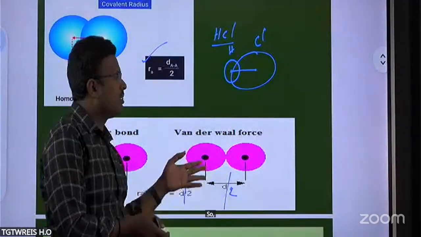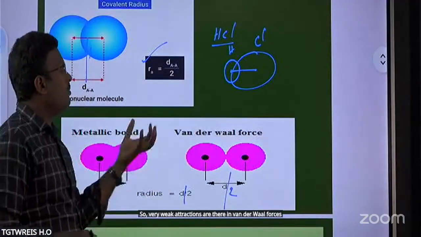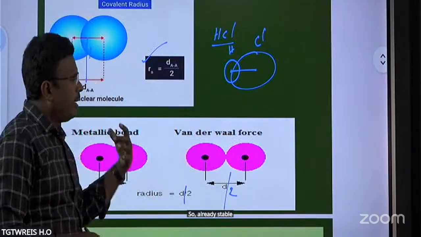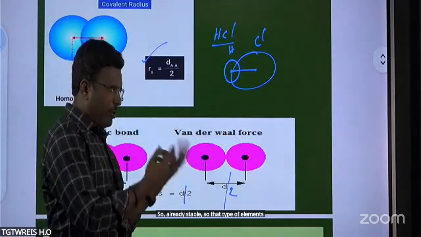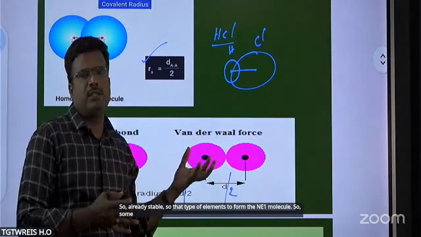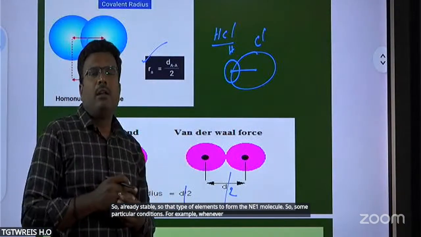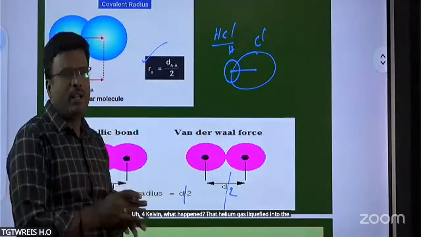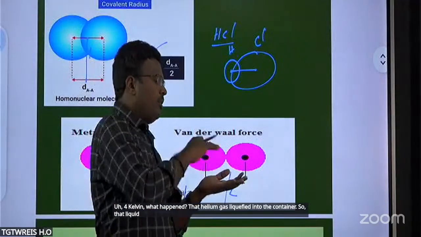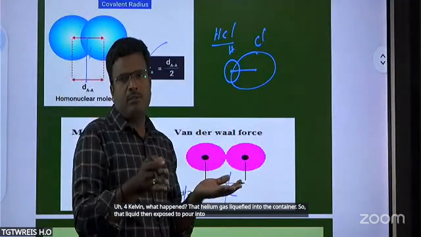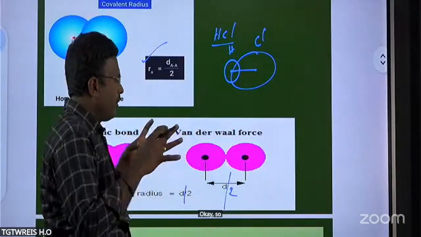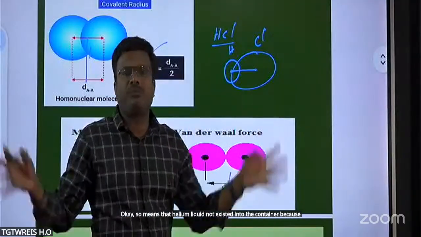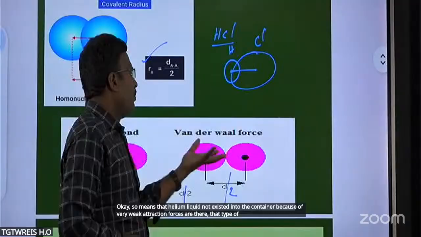So very weak attractions are there in van der Waals forces, especially observed in these noble gases, which are already stable. Such elements do not form any molecule. Under some particular conditions, for example when the temperature decreases to 4 Kelvin, helium gas liquefies in the container. That liquid helium cannot exist in the container because of very weak attraction forces. That type of forces are called van der Waals forces.